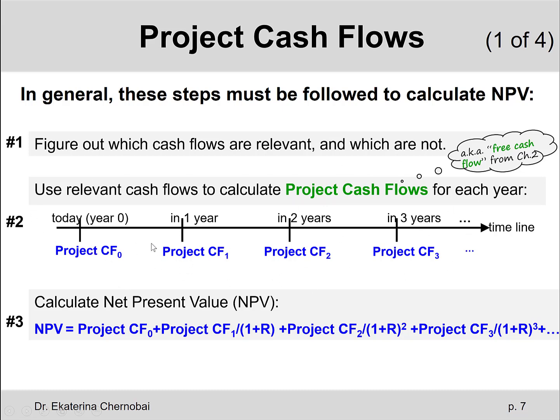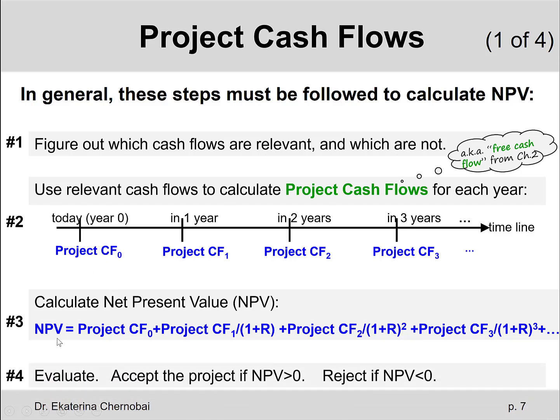Once we find that number for each year, then we can calculate the net present value by discounting all future project cash flows by the right number of years and then subtracting project's cash flow in year 0. When we find the net present value in dollars, we would then be able to evaluate this project. The project should be accepted if the net present value is above $0. Otherwise, if it's below $0, then we would say that the project should be rejected.